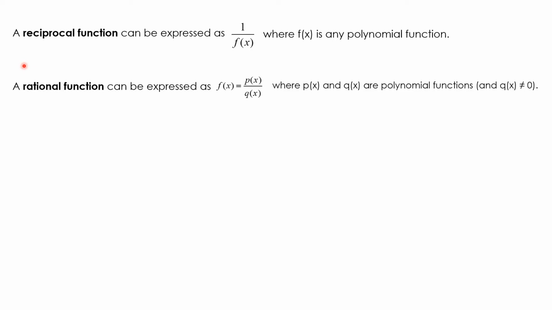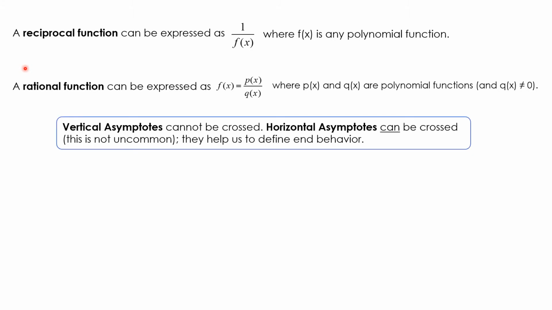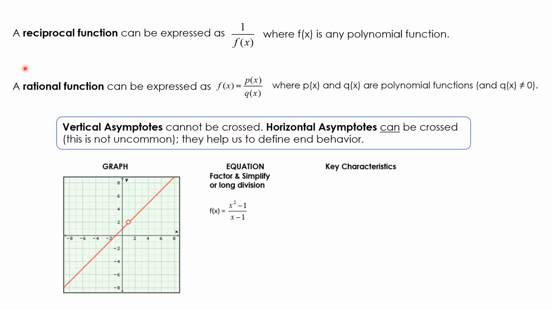A rational function, so we get these two words mixed up sometimes, but a rational function means that generally you've got a polynomial in the numerator and a polynomial in the denominator. And of course our denominators cannot equal 0. And when they do, we have asymptotes. Vertical asymptotes cannot be crossed, but horizontal asymptotes can be crossed, and we do see this happen. Really, the horizontal asymptotes help us to define end behavior. That's what they're used for specifically. Let's do an example.